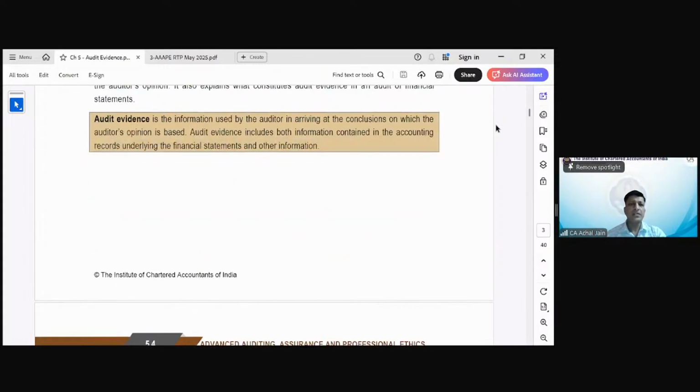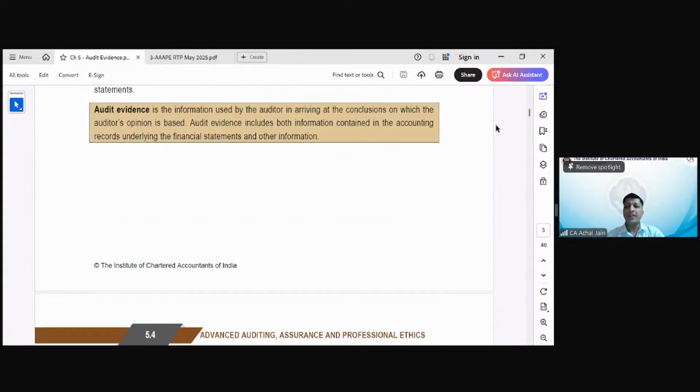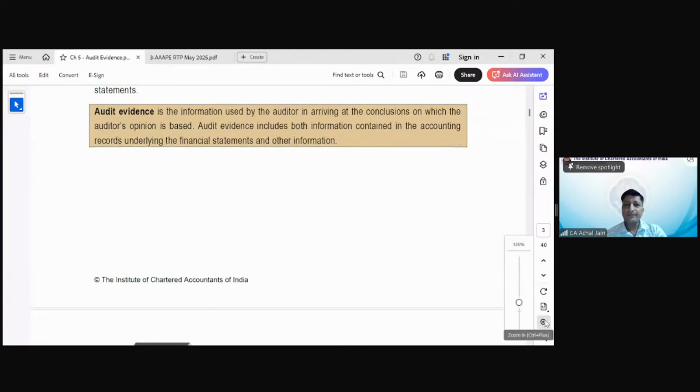Audit evidence. Now, what is this audit evidence? Let's try to understand. Audit evidence is the information used by the auditor in arriving at the conclusions on which the auditor's opinion is based. It includes both the information contained in the accounting records underlying the financial statements and any other information.